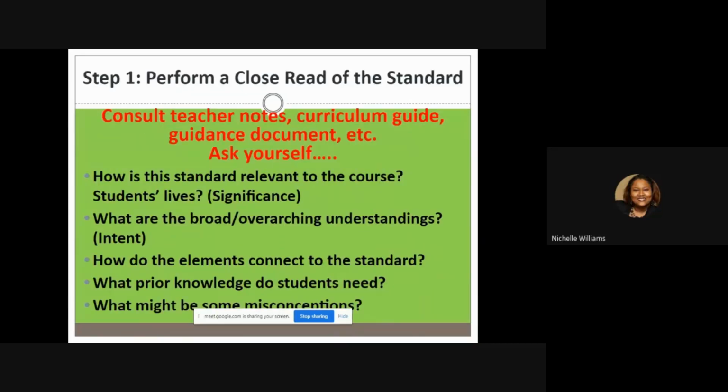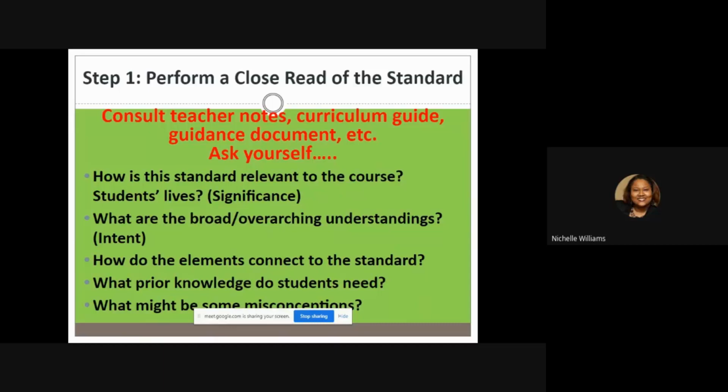When you perform the close read of the standard, you want to look at any teacher's notes, curriculum guides, any guidance documents that the district provides. You want to use those as a reference point. And then you want to look at how is this standard relevant to what I have to teach? What is its significance? What are the big ideas? What elements connect to the standard?